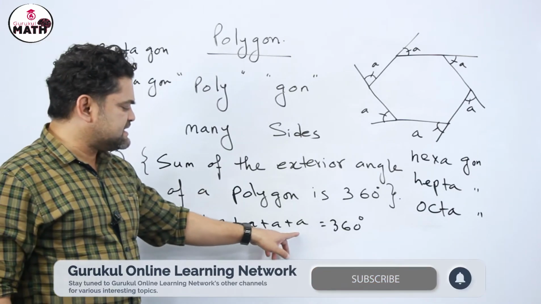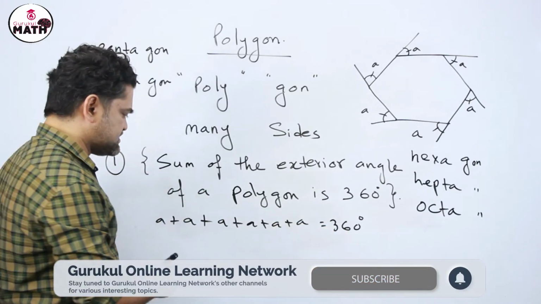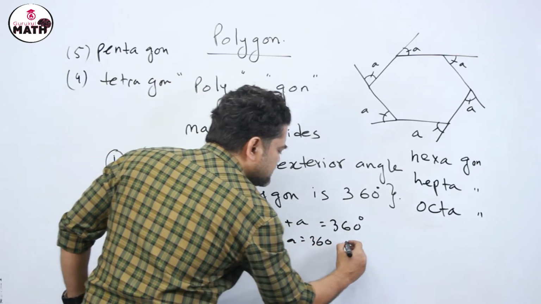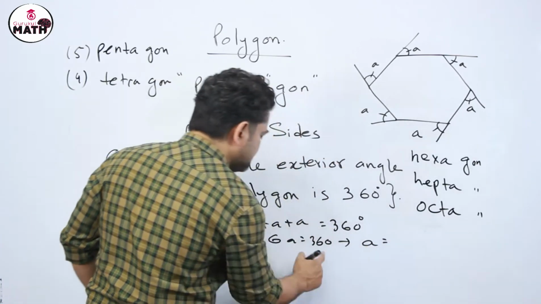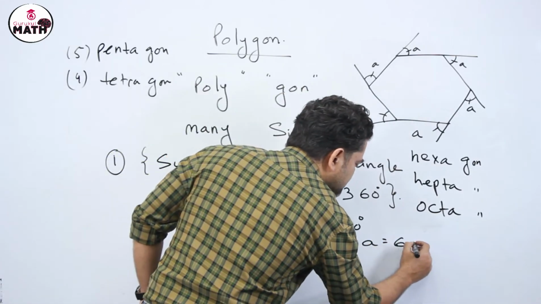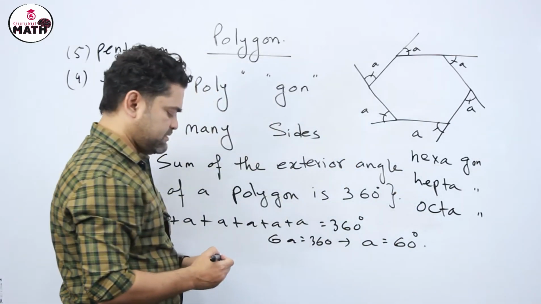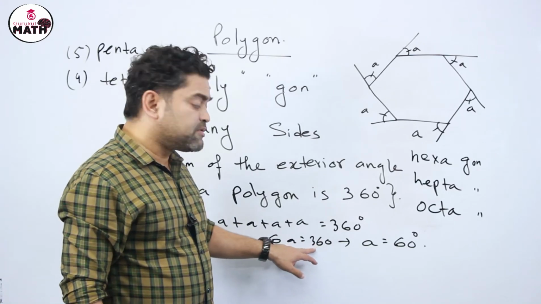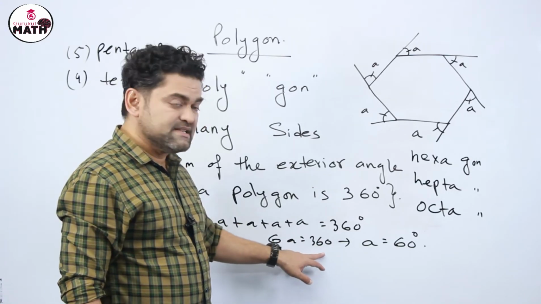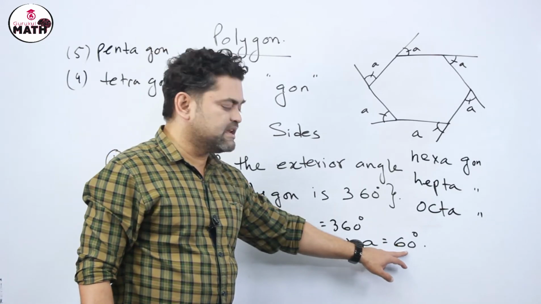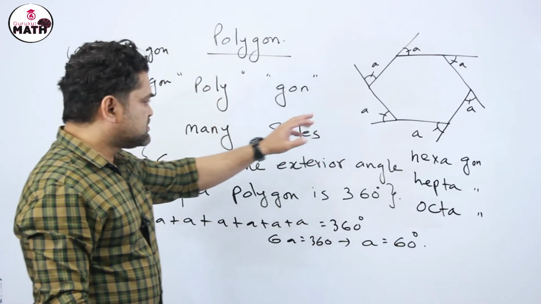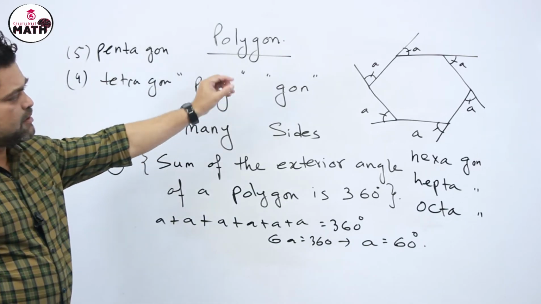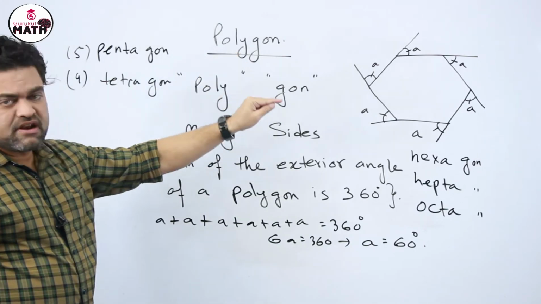As it has 6 sides, 6 a's mean 360 degrees. So if I'm going to solve it, 6a equals 360 degrees. You divide by 6, so the 6 comes into the denominator, and if I divide, then a equals 60 degrees. That's how I can solve this problem about polygons, number 1: the sum of the exterior angles of a polygon.